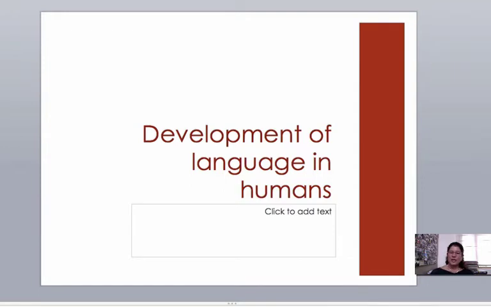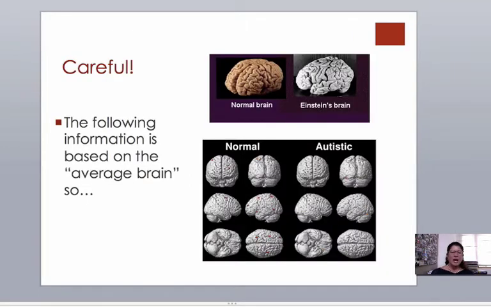Okay, so now let's turn to the development of language in human beings. And be careful, all the information that we're sharing right now has to do with a typical or average brain, which is very hard to actually qualify. But this means that there are some outliers. There are some people with extremely high levels of intelligence. There are people with some learning disabilities. So what we're talking about right now would be an average. We'll talk a little bit about language problems at the end of this presentation.